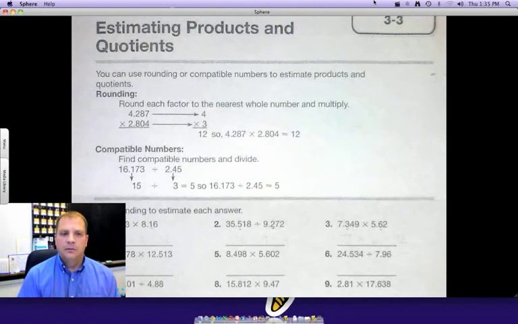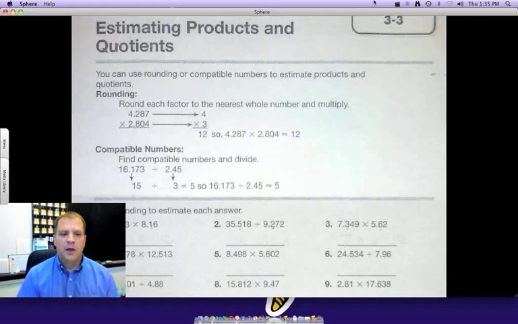When estimating products and quotients, I want you to remember two things: rounding and compatible numbers. Those are two techniques that we will be using during this lesson. When rounding, if you look at the example on this paper, you are going to round each factor to the nearest whole number and multiply. So my 4 and 287 thousandths becomes 4, and my 2 and 804 thousandths becomes 3. So 4 times 3 equals 12. So 12 is an estimation for that particular multiplication problem.